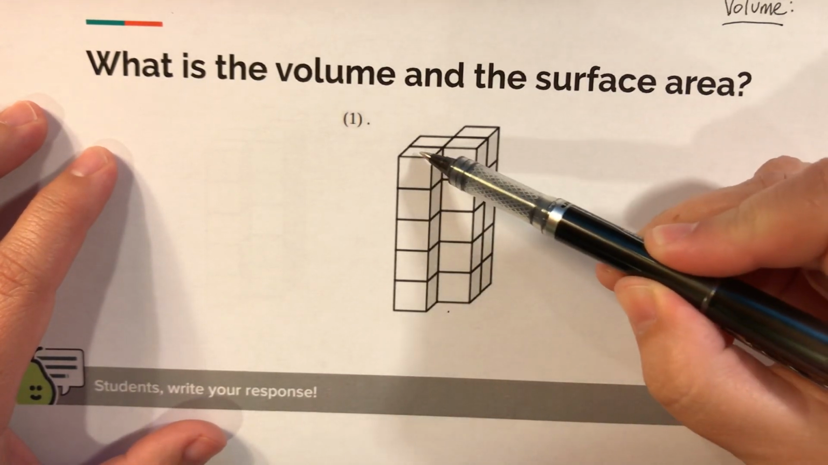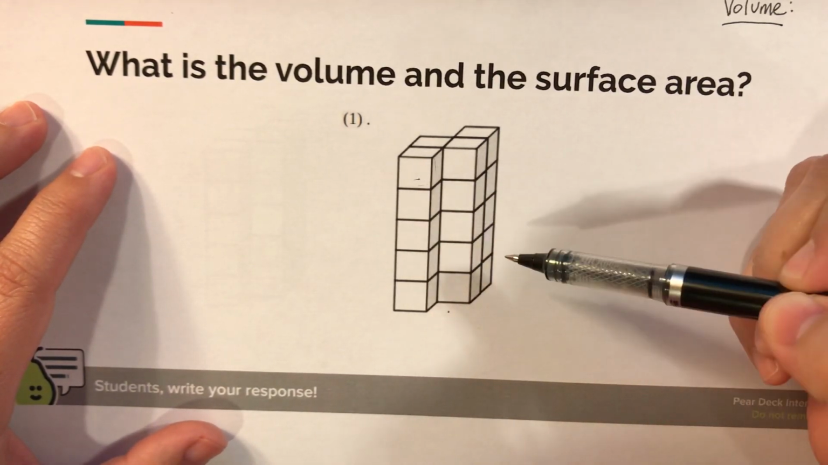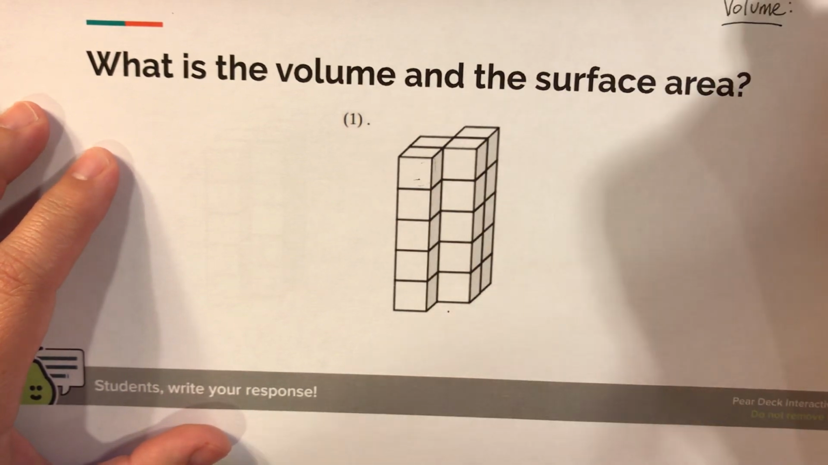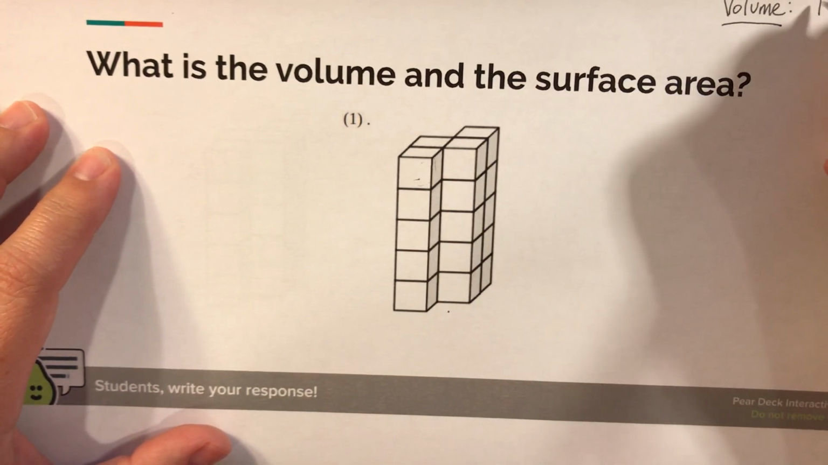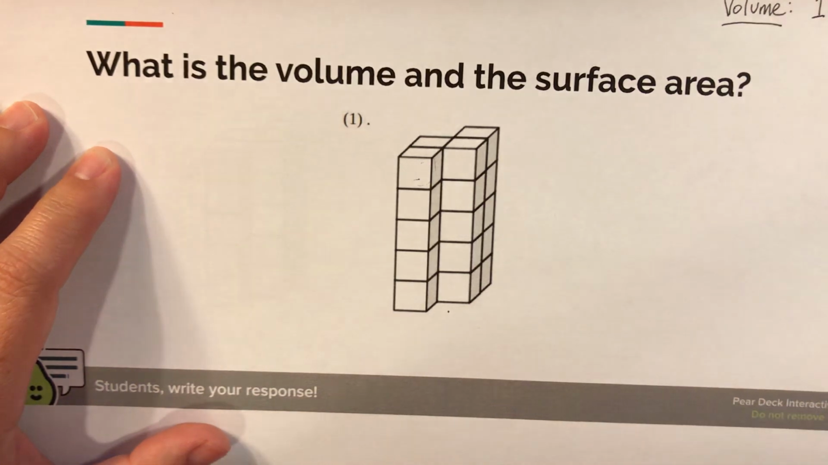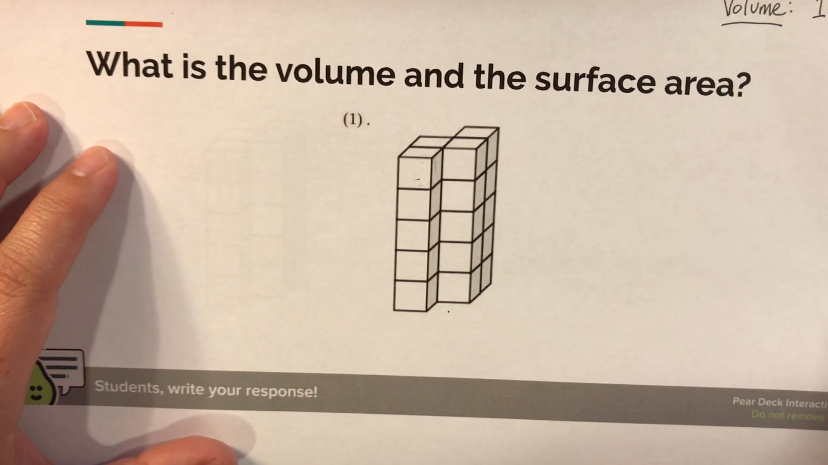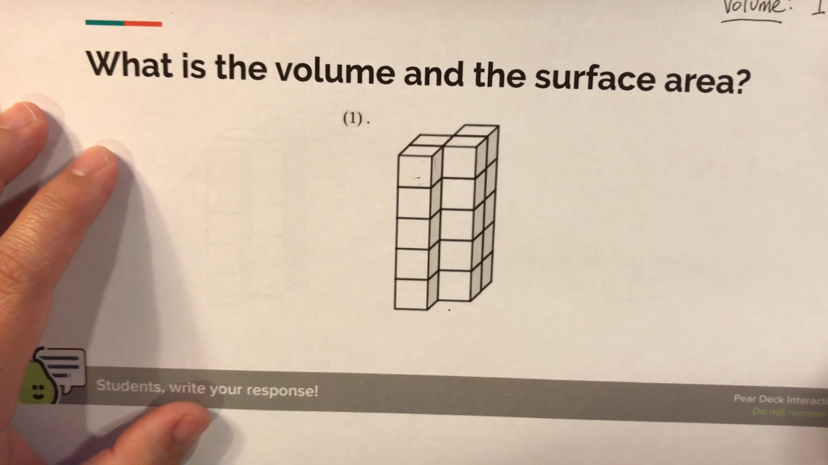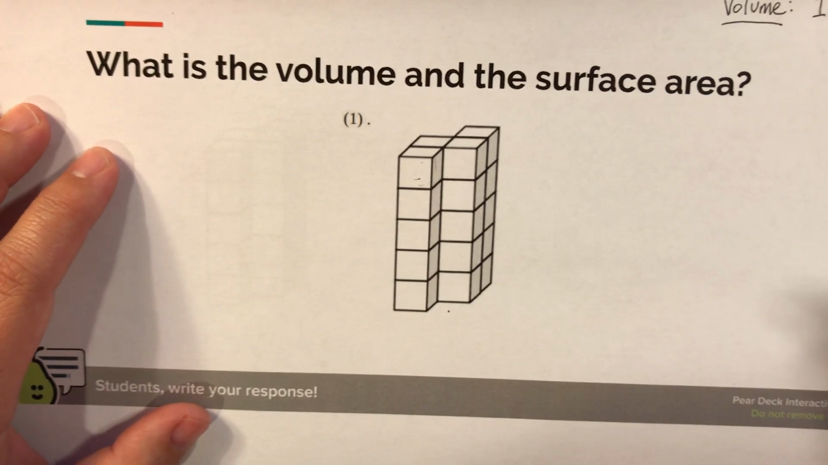If you think of it, they tell us that each cube is 1 unit cubed. So that is its volume. Volume is a 3-dimensional measurement, so it has length, width, and height. If I were to fill up the inside of this cube, the amount that it would fill with is the volume.